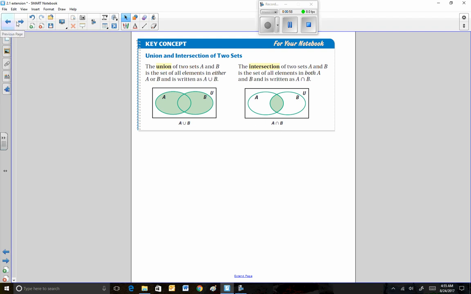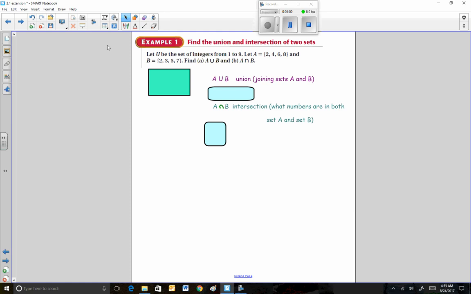Let's take a look at what that would look like in a math problem. Right here we have: let U be the set of integers from 1 to 9. Set A has 2, 4, 6, and 8 in it. Set B has 2, 3, 5, and 7. So we want to find the union of A and B. First, I would start by writing the numbers down. This is set A, this is set B. The union would mean joining sets A and B. So if I put these together, what do they have?